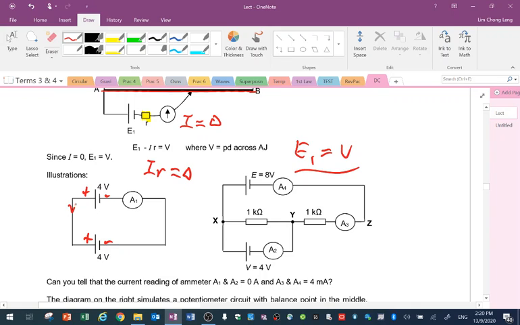So the current tends to oppose each other. As a result, there is zero net current. So ammeter 1 will show you 0 net current because the two batteries oppose each other.